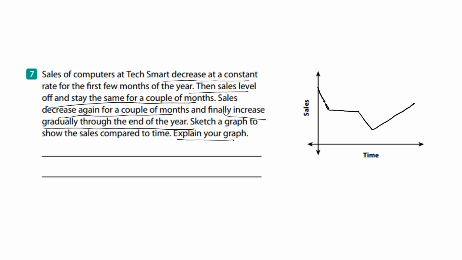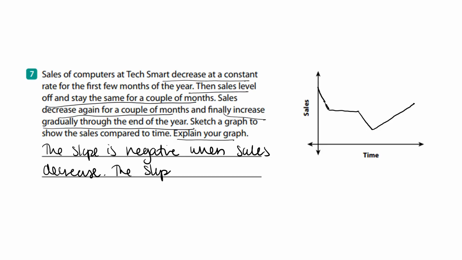As we explain the graph, we could say that the slope is negative when the sales decrease. The slope is positive when the sales increase.